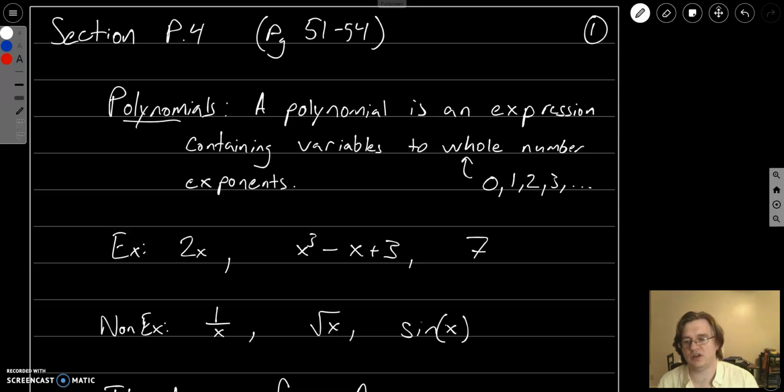So an example of a polynomial could be something like 2 times x. Notice that the only variable in here, x, is being raised to the first power, which we don't normally write, say, to the first power there. But 1 is a whole number, so that's good.